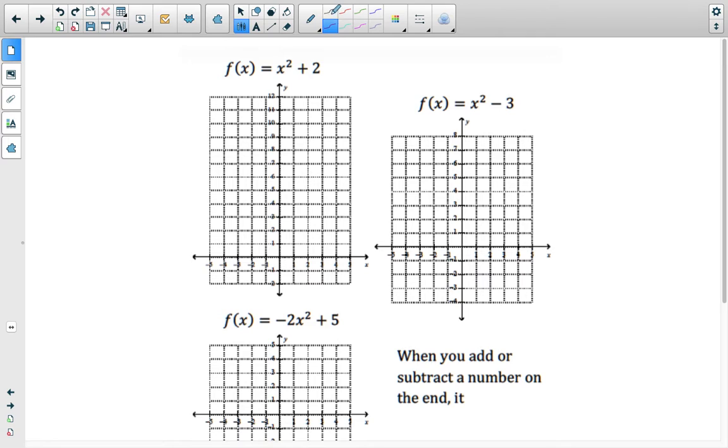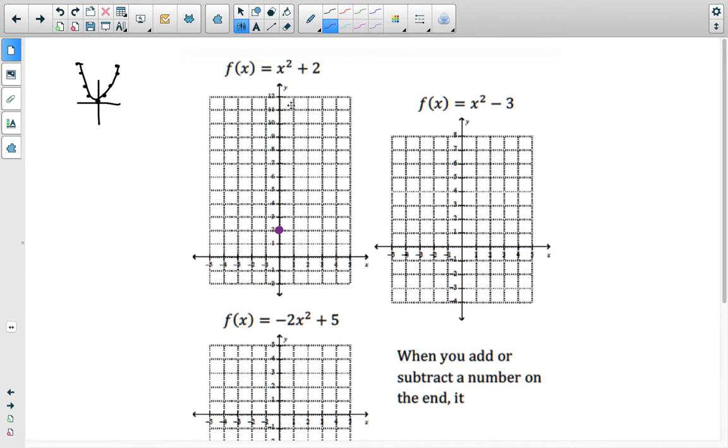We know that our parent function had the coordinates of (0, 0), (1, 1), (2, 4), (3, 9), and we had the symmetry of that at the negatives. So what really happens when we add something as the constant? If we find our coordinates, the x value of 0, when we square it will be 0, but now we're adding 2 to it. So 0 plus 2 is 2. So our first coordinate is actually at (0, 2). The x value of 0, we got the 2 for the y. So that's already changed from the parent function.